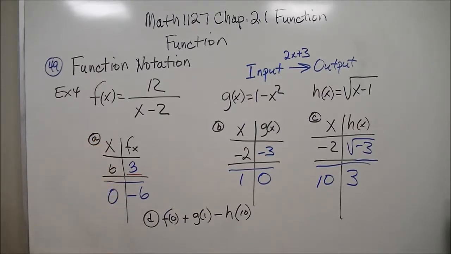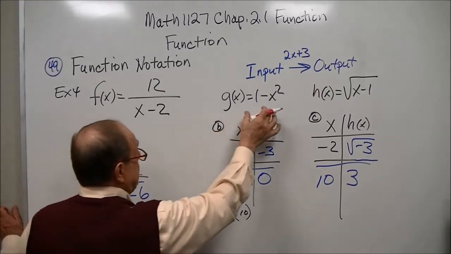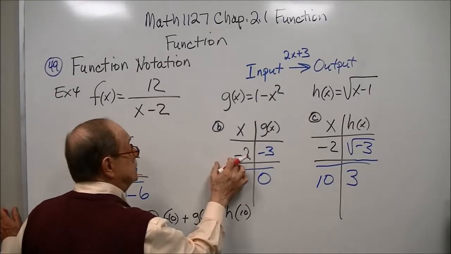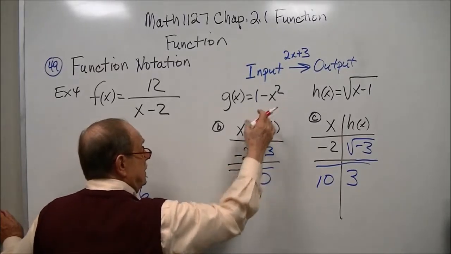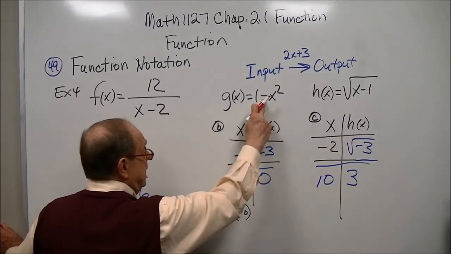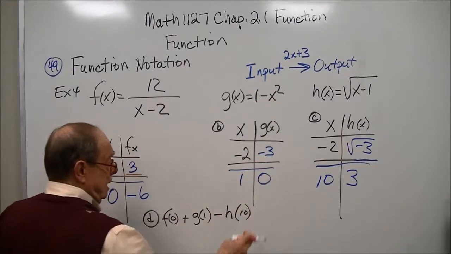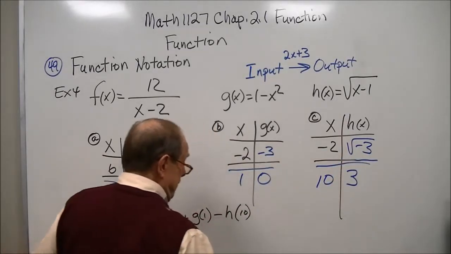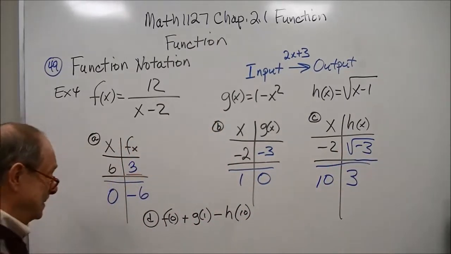And again, I'm using the t-chart to help me organize my data and see the relationship of these things. All right, here we have a value for g of a negative 2. So wherever there's an x, we put a negative 2 there. Now a negative 2 squared is a positive 4. Then we apply the negative sign, so that's a negative 4 plus 1 gives me my negative 3. And then here we have a negative 2 and a negative 1 gives me the square root of negative 3. Now I don't know if you recall, but this is not a real number. But they're not asking that here.